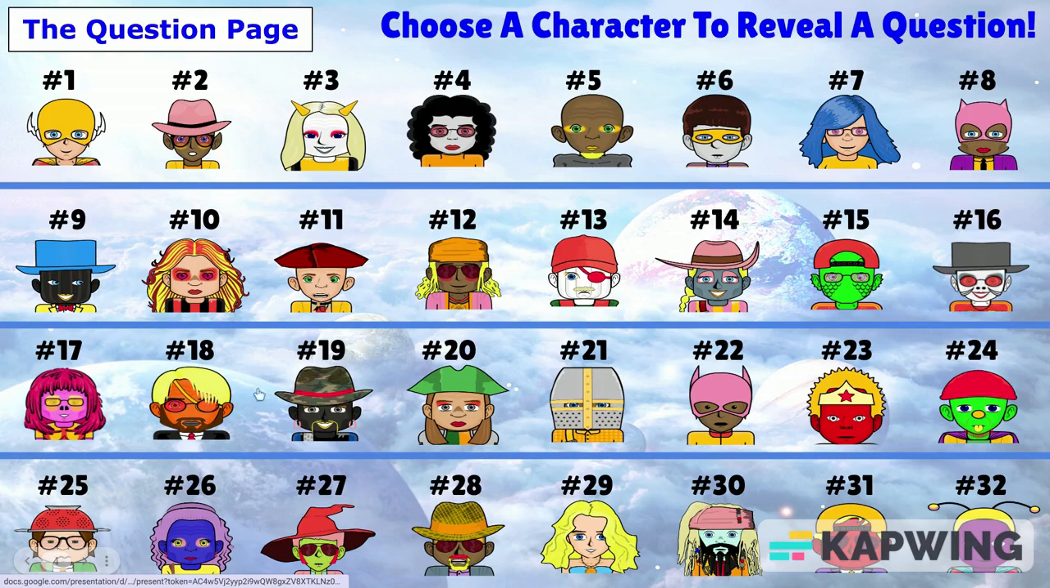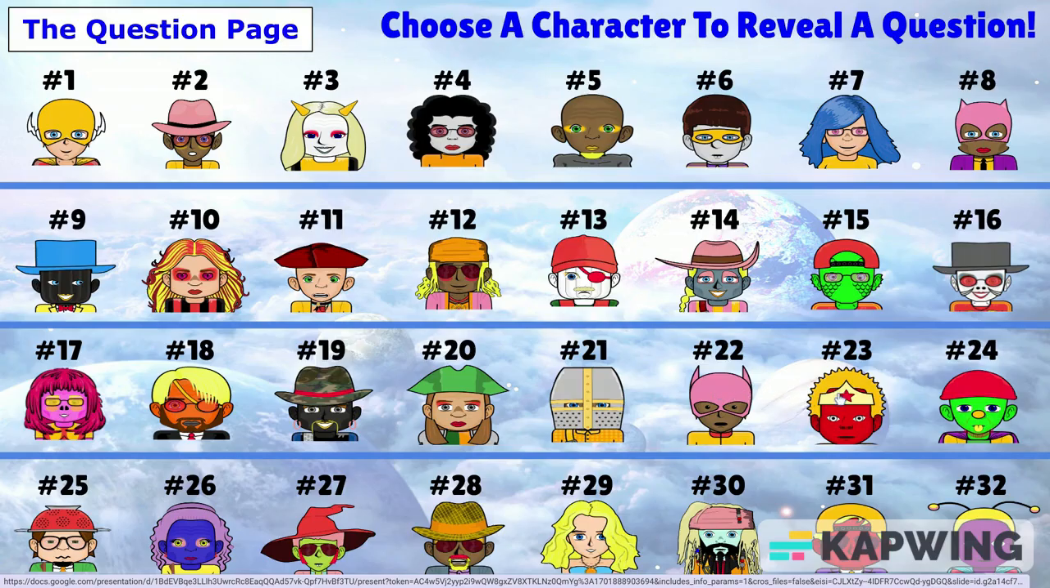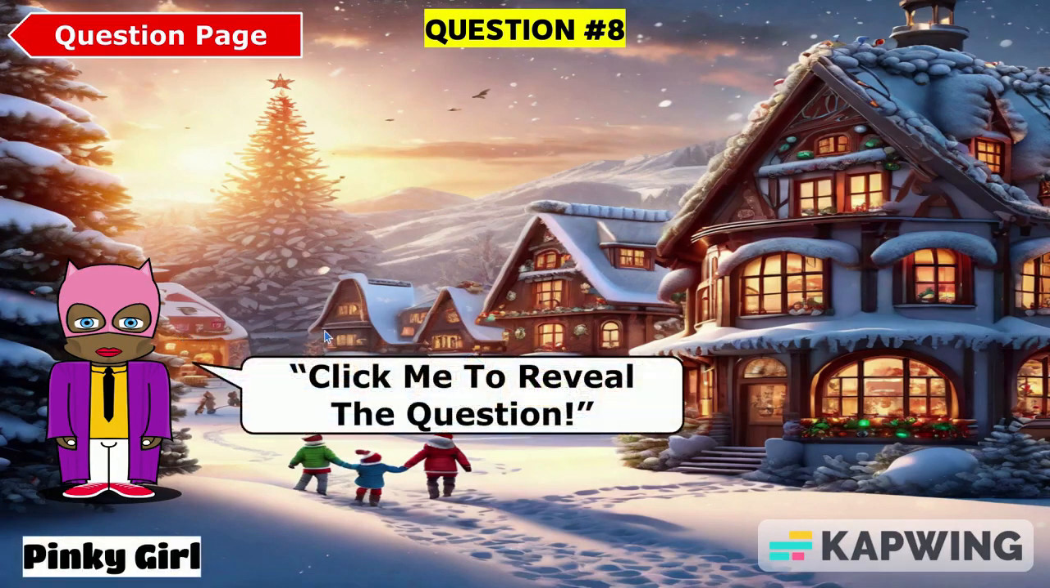The first team will decide and then call out which numbered character they wish to see. As the teacher, you can click on this yourself, or if you have a touchscreen or a smartboard in your classroom, feel free to choose a student to come up to the board and touch it themselves. This will take you to one of the questions. Click on the character on the screen to reveal the question.